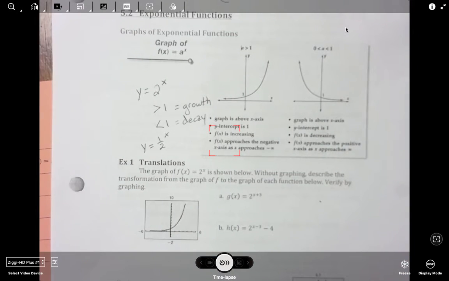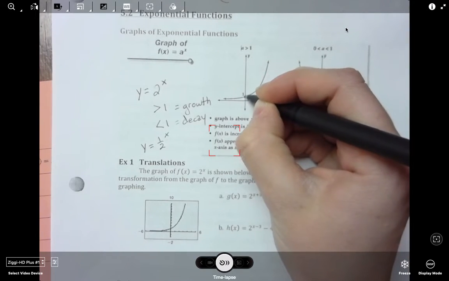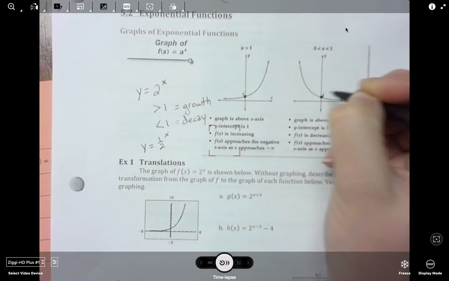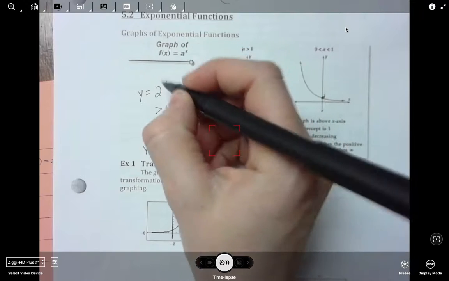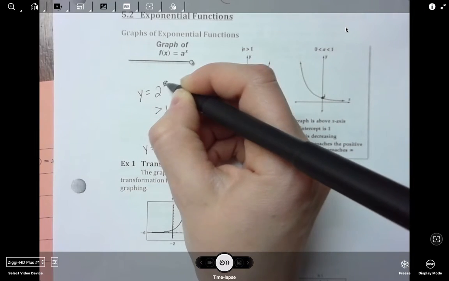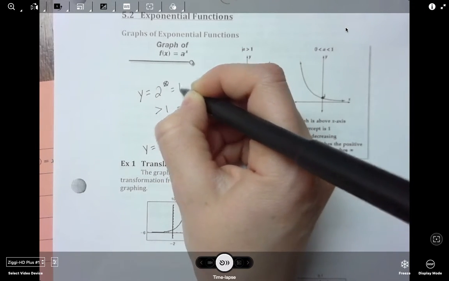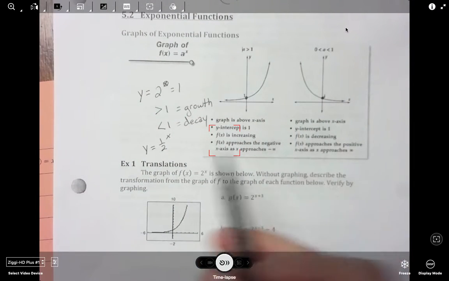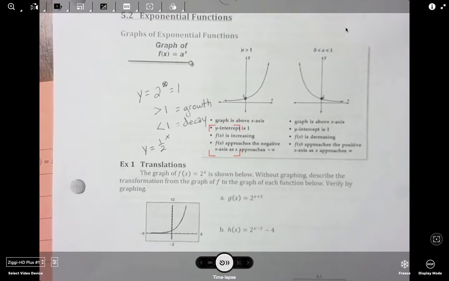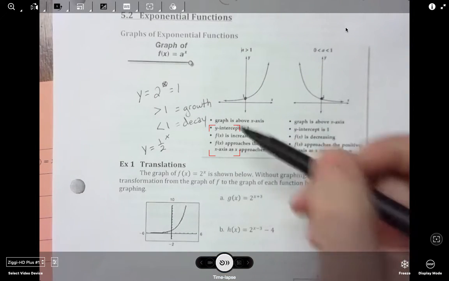Things to remember about exponential functions is they will always cross at a positive 1 on the y-axis, because if I put 0 in for x, anything to the 0 power is always going to be 1. So it will always cross there unless I do any translations to it, which is what we're going to talk about next. So always crossing at (0, 1).